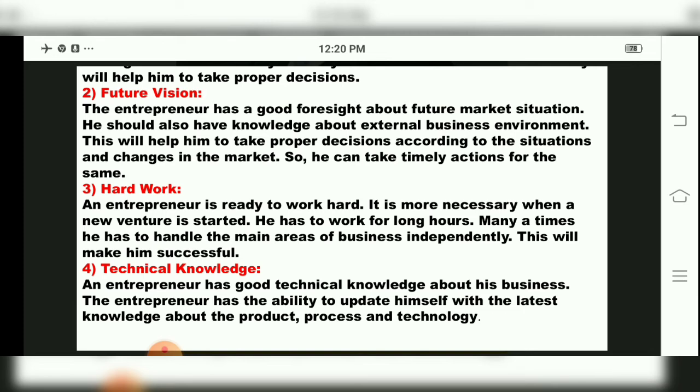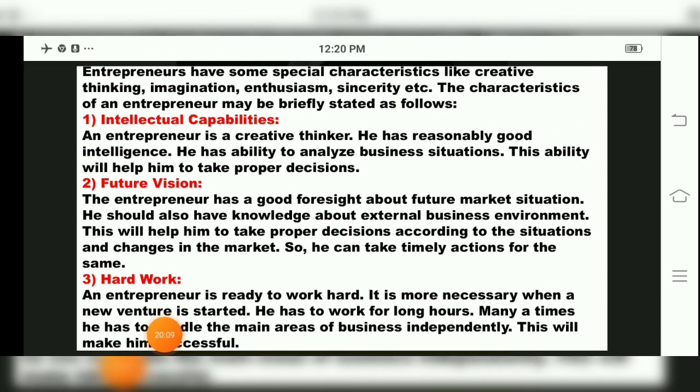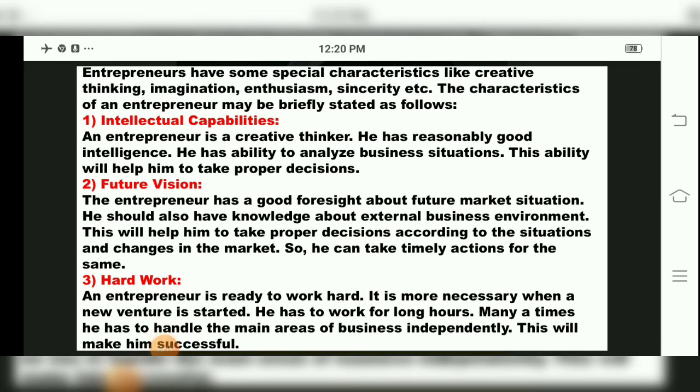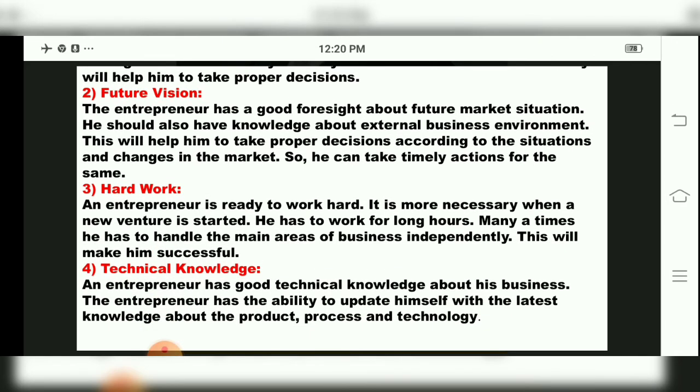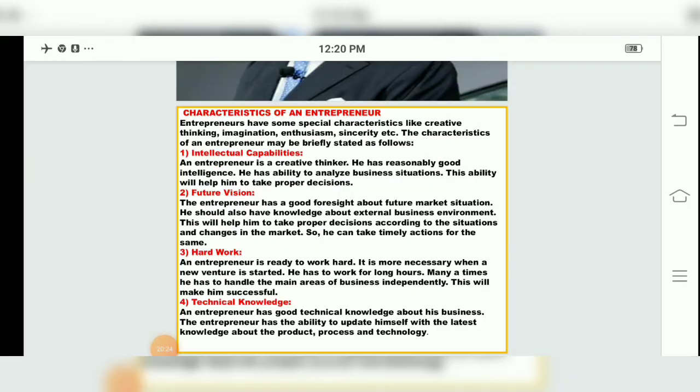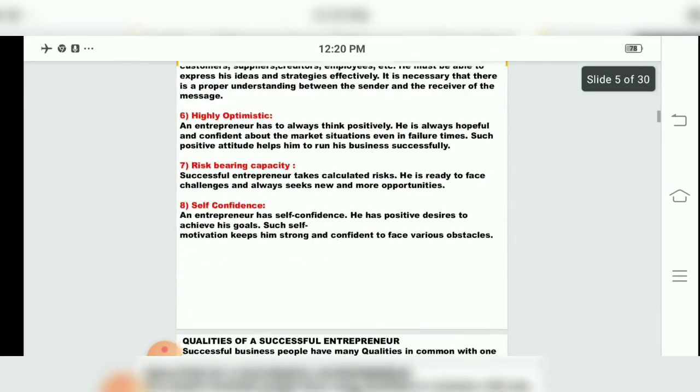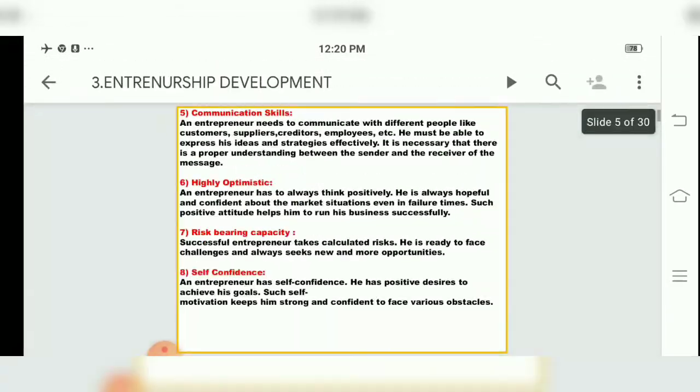So what we studied? We are studying 4 characteristics, children, regarding an entrepreneur. The first one is what? Intellectual capability. The second one is future vision. The third one is hard work. And the fourth one is what? Technical knowledge. Now come to the fifth characteristic. Let us see the fifth characteristic of an entrepreneur. So the fifth one is what?